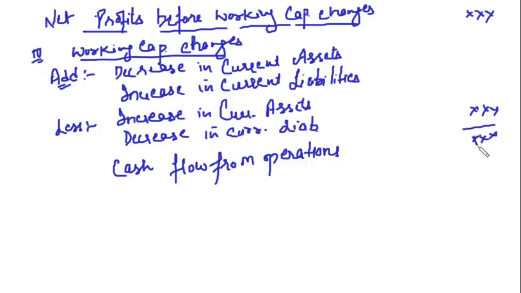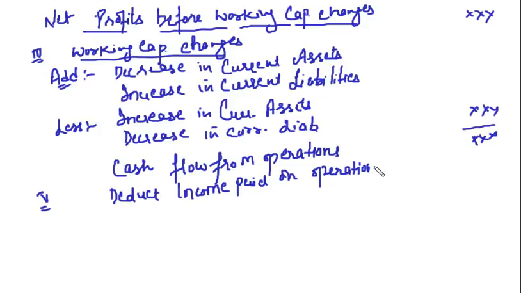Now, step 5. Deduct income tax paid on operations. Income tax paid on the income from operations is to be deducted. If the income tax is not on operations but on some investment or some financing activity, then it is not to be deducted here. Here I will say net of refund.